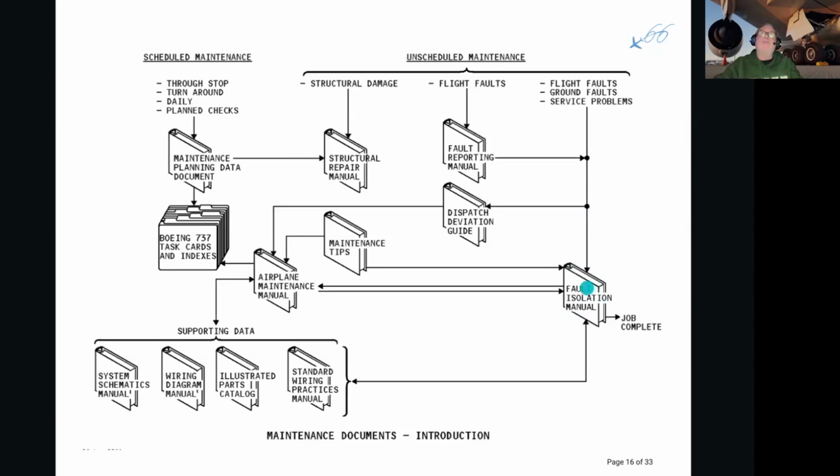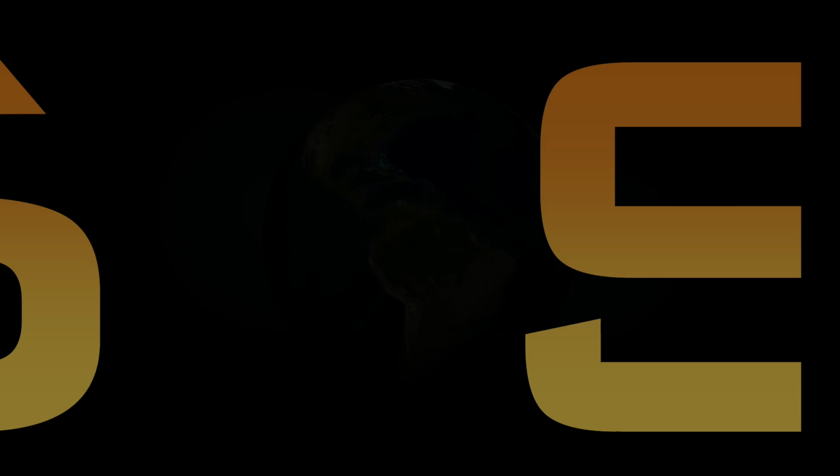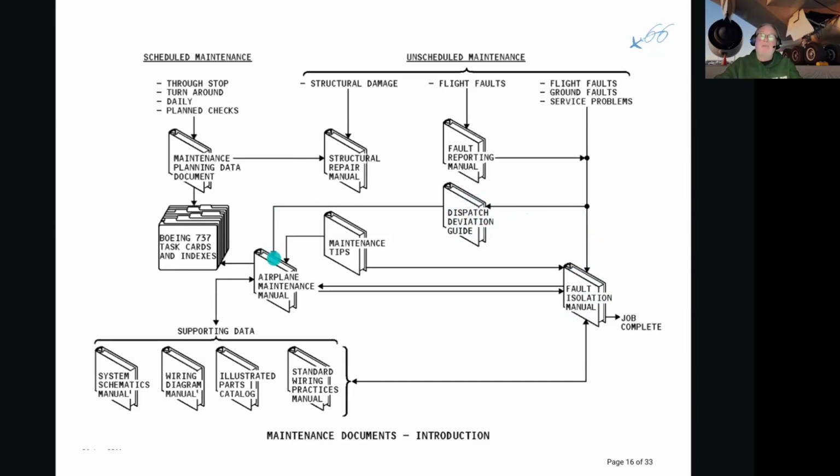If you're isolating faults, you can then dispatch the aircraft via the dispatch deviation guide. Remember that guy? Yeah. So the DDG has the MEL and the CDL, and then I can apply any maintenance manual activities and dispatch the aircraft.